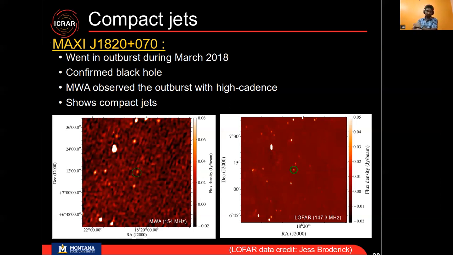And you can see in these images, the left-hand side image is for MWA, and the right-hand side image is for LOFAR, because LOFAR also observed this source. And you can see that compact jets are observed with both instruments. And these are the first detections of a compact jet at frequencies less than 500 megahertz. So this is a big thing in understanding these jets. Can you please go to the next slide?